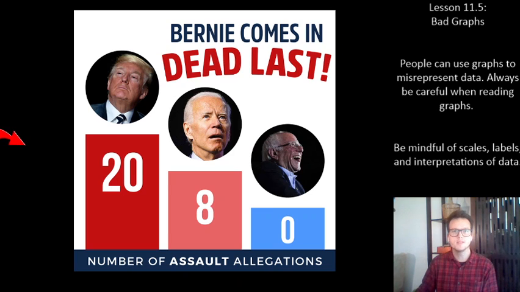Here's another one in terms of politics. Bernie comes in dead last. Trump has a thing of 20 here. Biden has 8, and Bernie has 0. Why would there even be a bar if there was 0? What the heck? Now this is talking about the number of assault allegations.